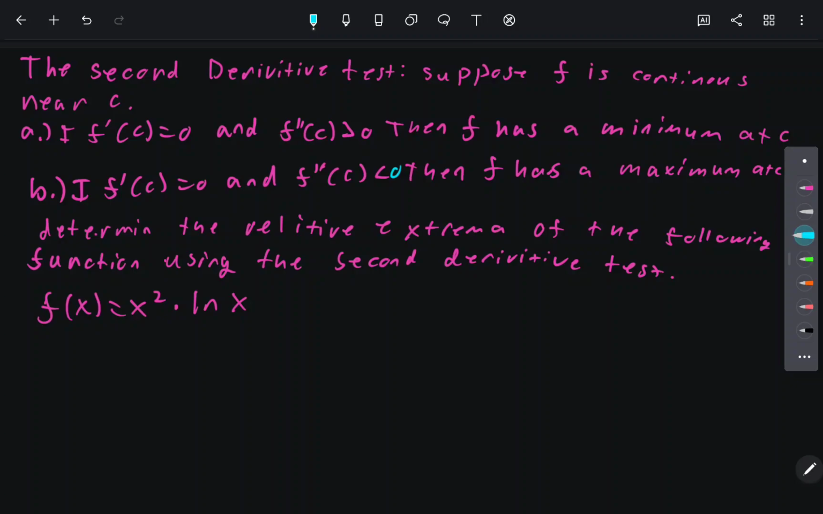So we want to use this to determine the relative extrema of the following function using the second derivative test. We have to start by taking the derivative, d over dx. So f prime of x is equal to the derivative of the first, which is 2x, times the natural log of x, plus the first times the derivative of the second, which is 1 over x. We're going to factor out an x, so we get f prime of x equals x times 2 natural log of x plus 1.